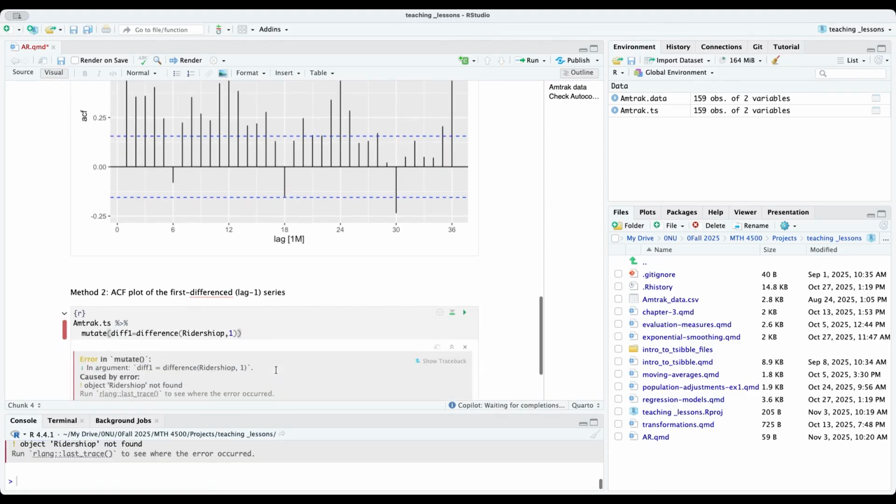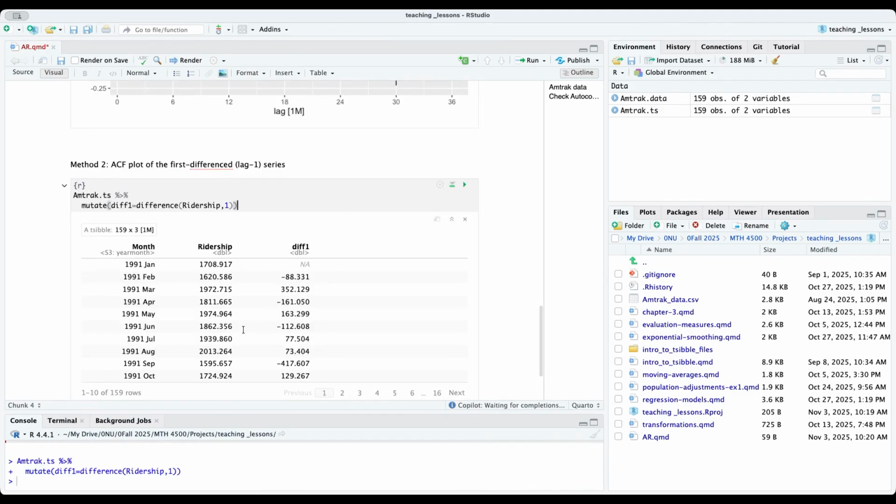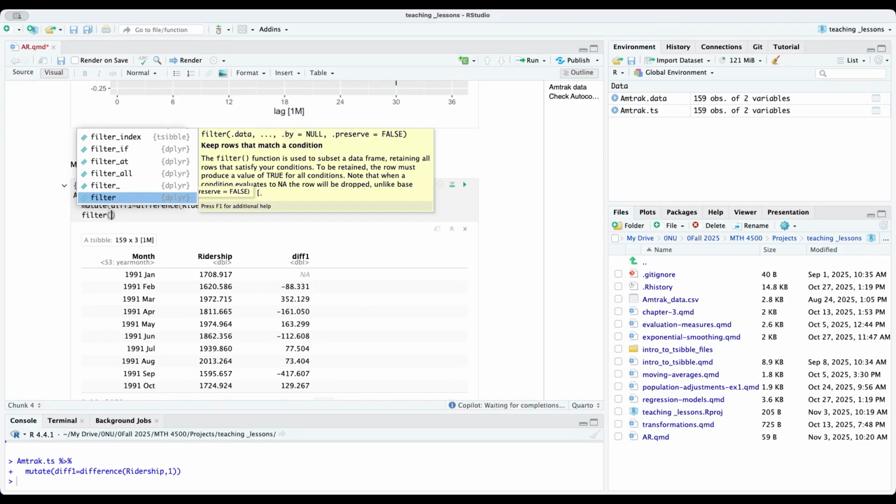So if you mutate this, mutate difference equals ridership difference, we are going to get the difference column. We added the difference column that finds the difference between y_t and y_{t-1}. So just subtracting this minus this, and then this minus that, and so on. So it gives you these differences. Also, to just get the ACF, we can filter out the NAs, the first one, so we are able to immediately draw the ACF plot.